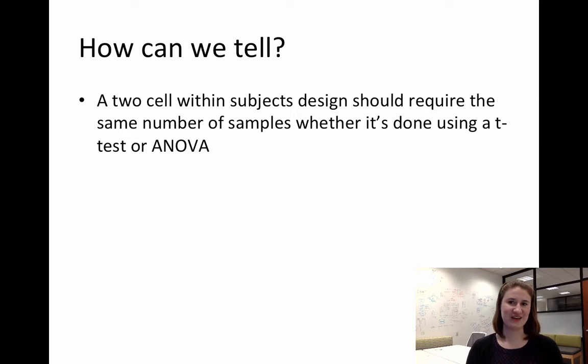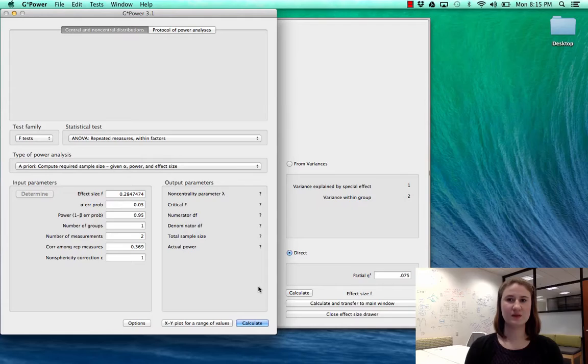So how can we actually tell that the input G*Power thinks it's getting is different from the input we're actually giving it? One way we can check this is to look at a two-cell within-subjects design. We can run that using either a t-test or an F-test. Because the design is exactly the same and the mean, standard deviation, and correlation should be the same, we should get the same sample size requirements whether we run it as an F-test or as a t-test. And we can check whether we get that in G*Power if we just use the default settings.